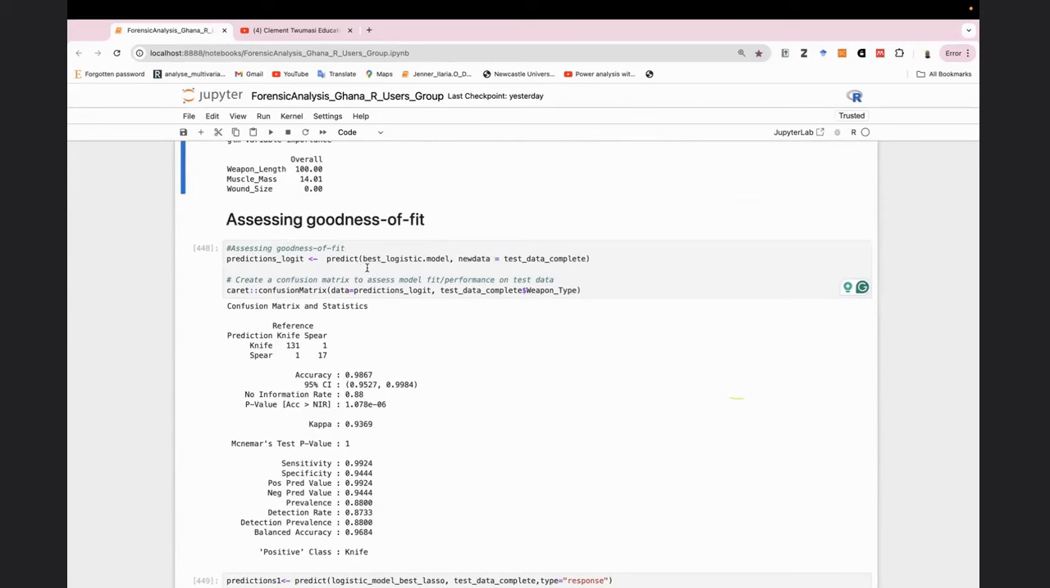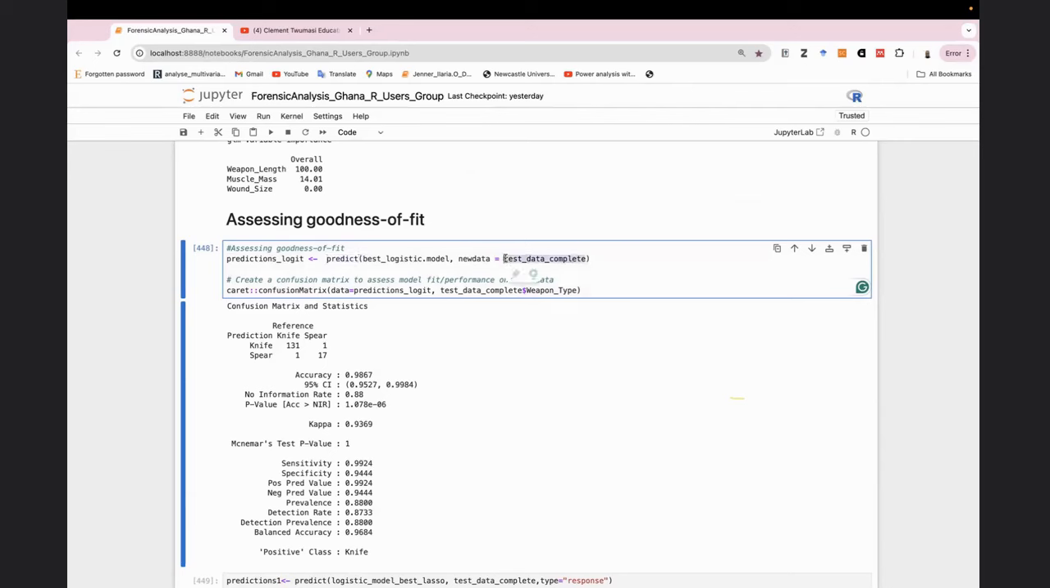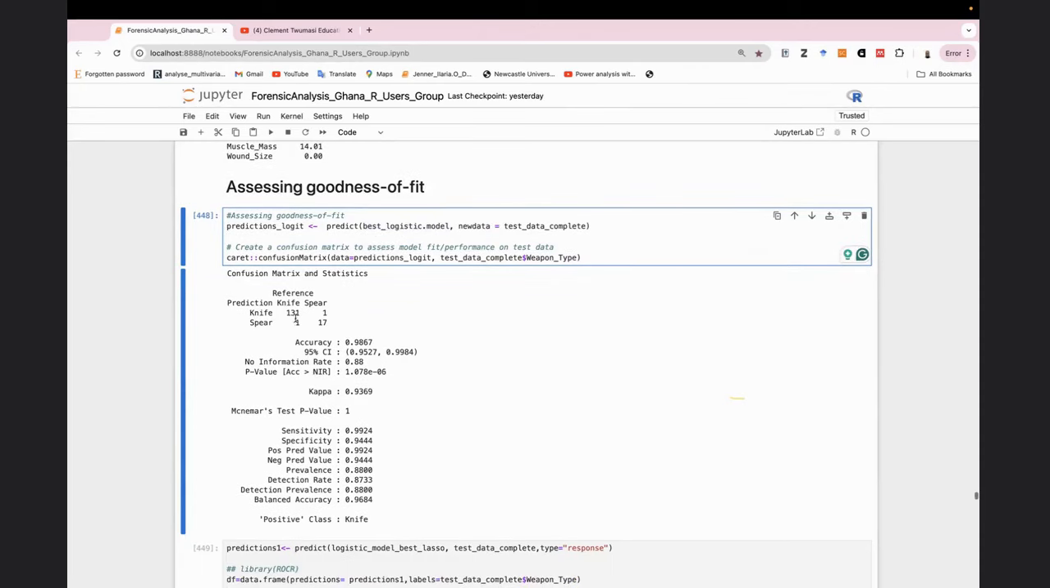So here, we have a function called predict. We specify the name of the model, and here we specify the test data. So now it's going to predict the outcome variable of the test data, based on the predictor information from the individuals or the cases in the test data set. All right. So after doing this, it tells us that the model is 98% accurate.